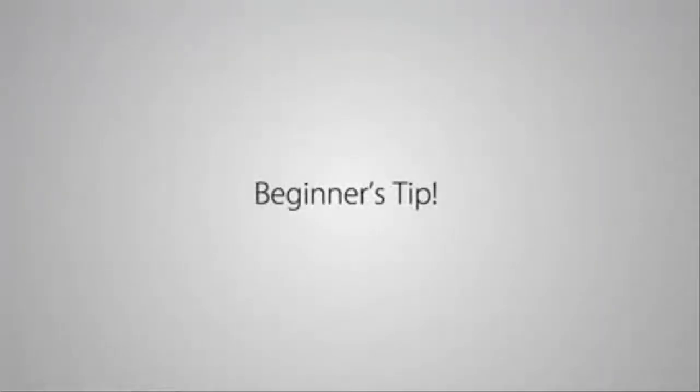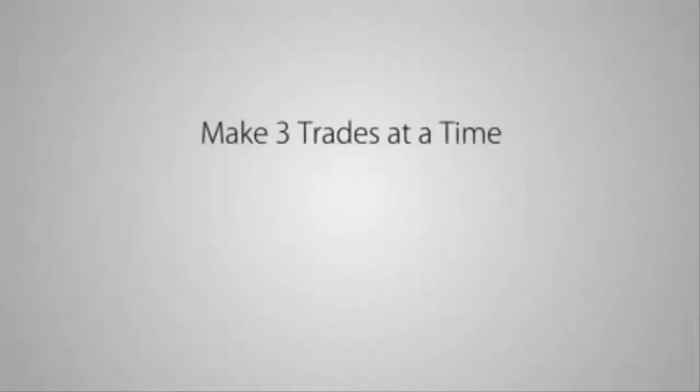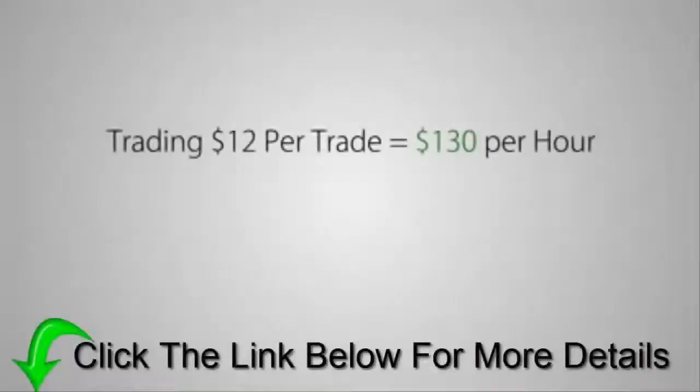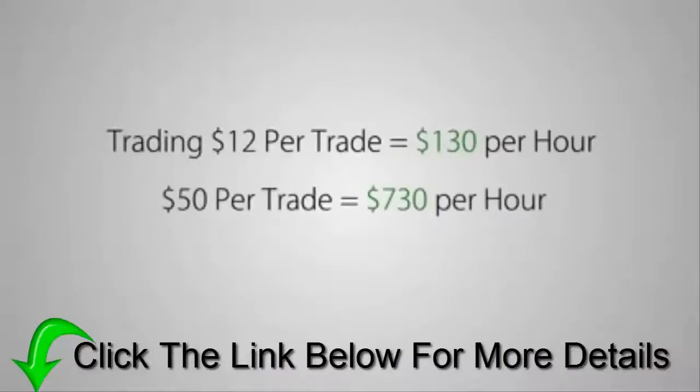All right, everybody, that concludes the software demonstration. I'm going to go ahead and leave you with a little beginner's tip that I give most of the beginning beta testers of our groups. What I suggest you do is make 3 trades at a time, minimum $12 to $50 each every 10 minutes. Now, you saw before that you can place more than one trade at a time. Okay? Now, what this does is it enables you, if you're trading at $12 per trade, to make $130 per hour. At $50 per trade, that's $730 per hour.